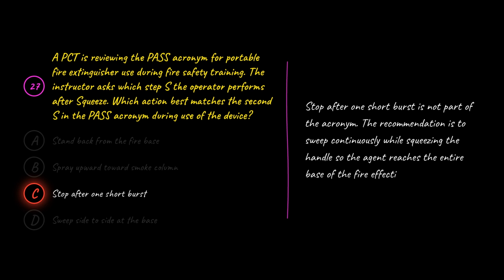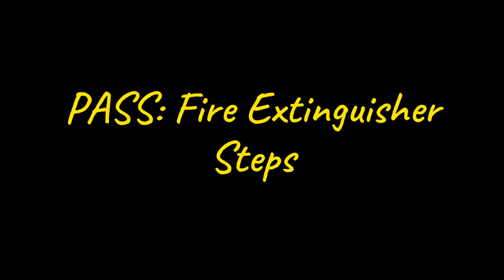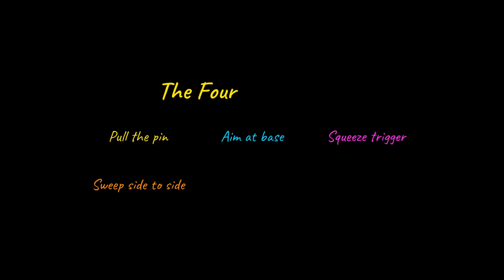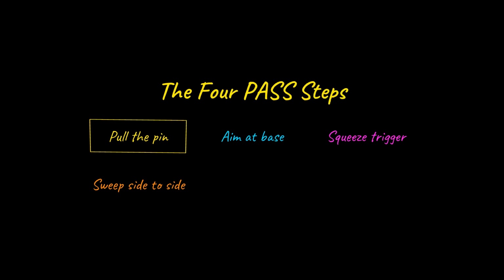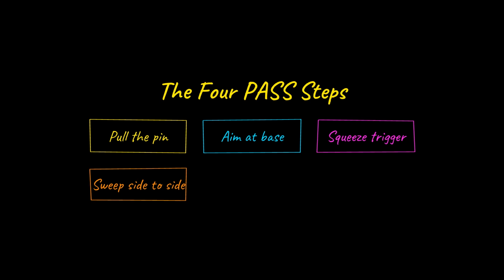When using a portable fire extinguisher, the PASS acronym gives you 4 precise steps to follow. Each step serves a distinct purpose, and skipping or confusing any one of them can cause the extinguisher to fail. Pull removes the safety pin to unlock the trigger. Aim directs the nozzle low toward the base of the fire. Squeeze releases the extinguishing agent. And sweep moves the nozzle continuously from side to side across the entire fire base during discharge.